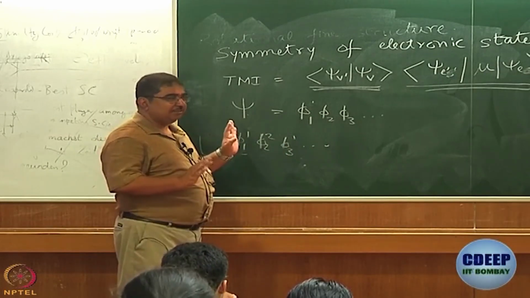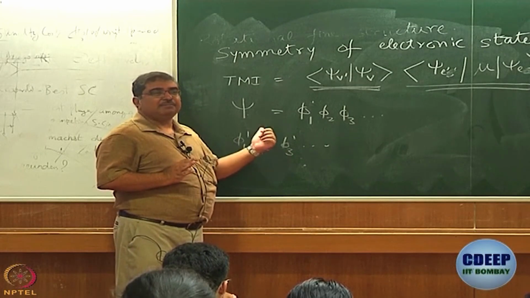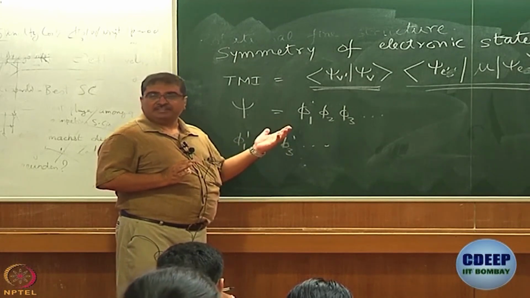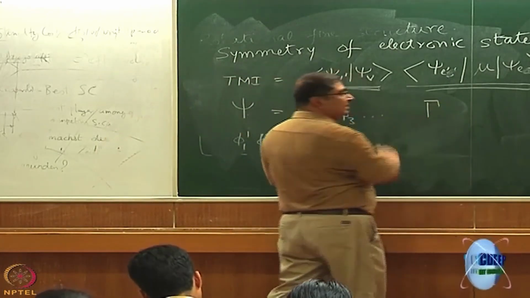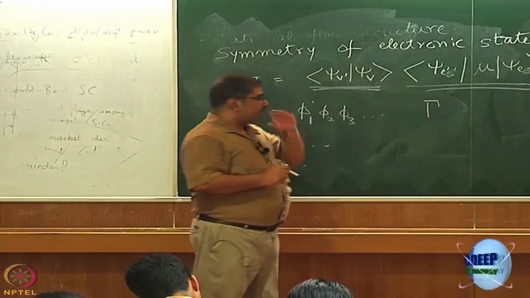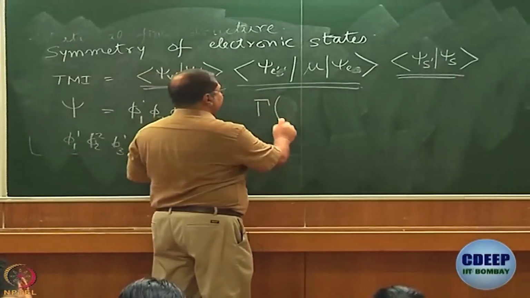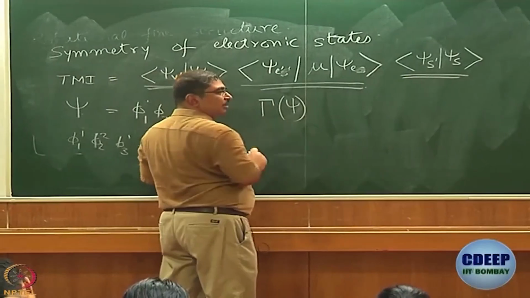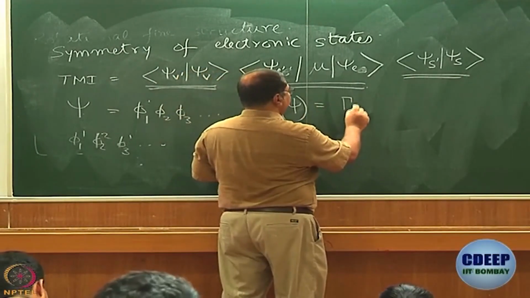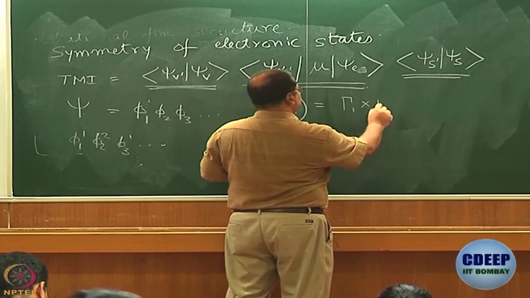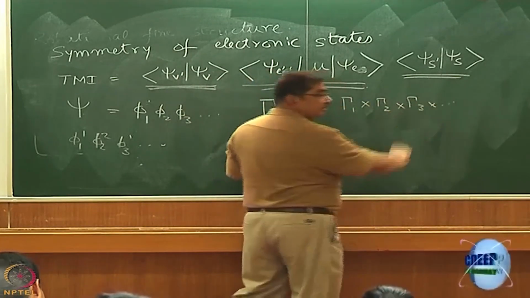I think we are all familiar with that, the electronic wave function is given by the product of the molecular orbitals. So, what is the symmetry of the electronic wave function? If I say this is the representation of the electronic wave function psi of the molecule, will you agree with me that it is gamma 1 cross gamma 2 cross gamma 3 and so on and so forth?